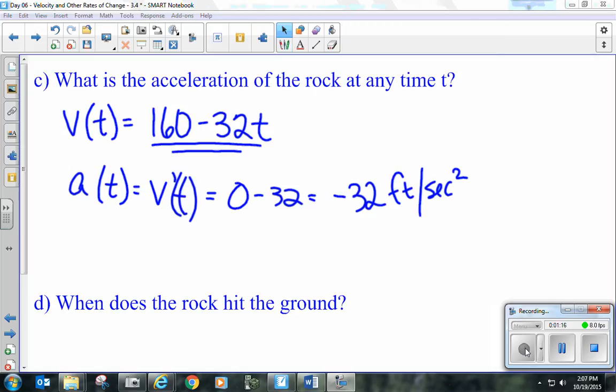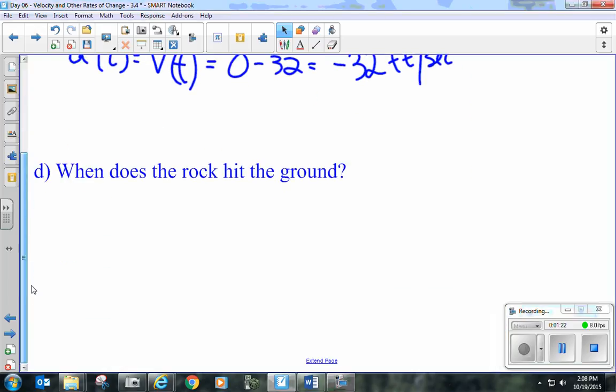When does the rock hit the ground? Which equation do you think we're going to use? Position, velocity, or acceleration? Position. Because where's the ground? It's at 0, isn't it? So the position is 0. Starts there and it ends there, right?